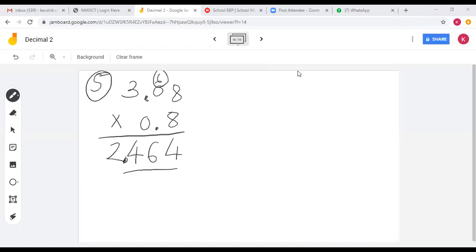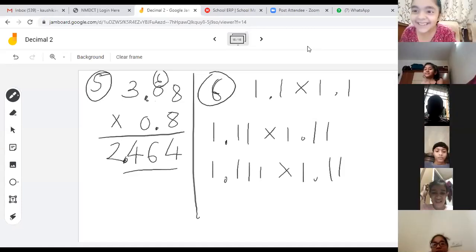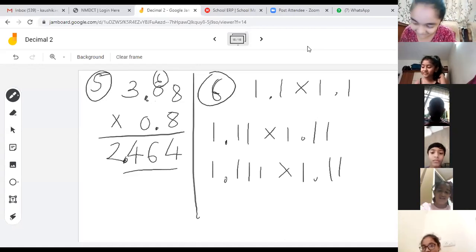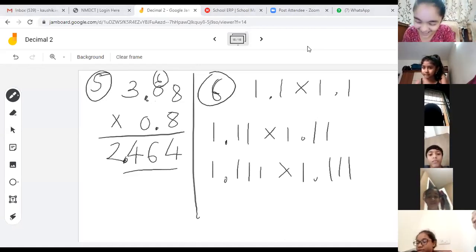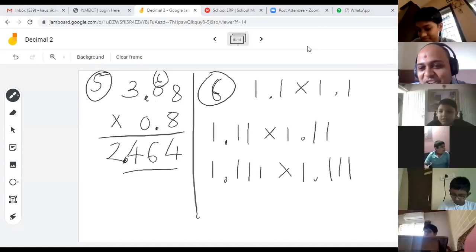Okay, and now one more small thing. 1.1 into 1.1, then 1.11 into 1.11, 1.111 into 1.111. You have to solve this example. These 3 examples are your homework. Okay, this is a fun exercise. Do it. Okay Rishi, you asked for it so now you are getting it.